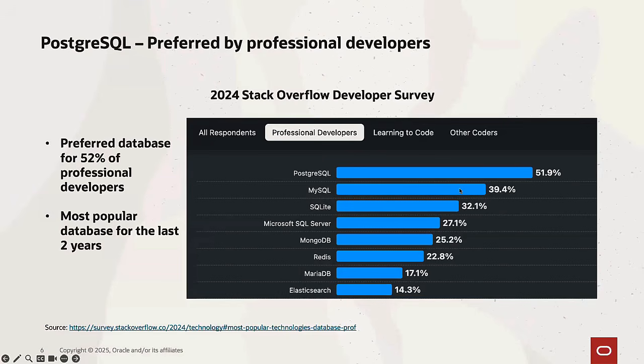It continues to gain in popularity and continues to be a favorite, again, because it's super extensible. It keeps up with the times when it comes to AI extensions like PG Vector. So it's just a good database to have by your side.